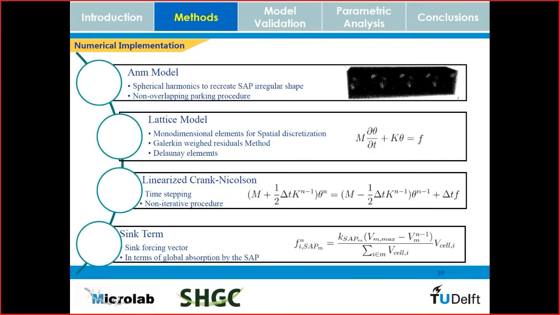So how to implement this numerically? We modeled the superabsorbent polymer particles with the A&M model, and we use this model because it is nice to recreate the superabsorbent polymer regular shape. This later on performs a non-overlapping parking procedure, therefore there are no two particles actually compenetrating each other. And then we use the discretized model and the linearized Crank-Nicolson procedure to model the moisture absorption in the matrix. But we also have the sink term that we need to discretize.